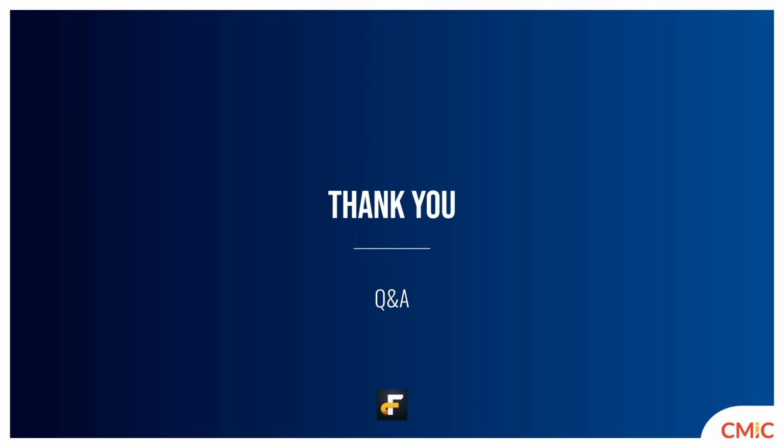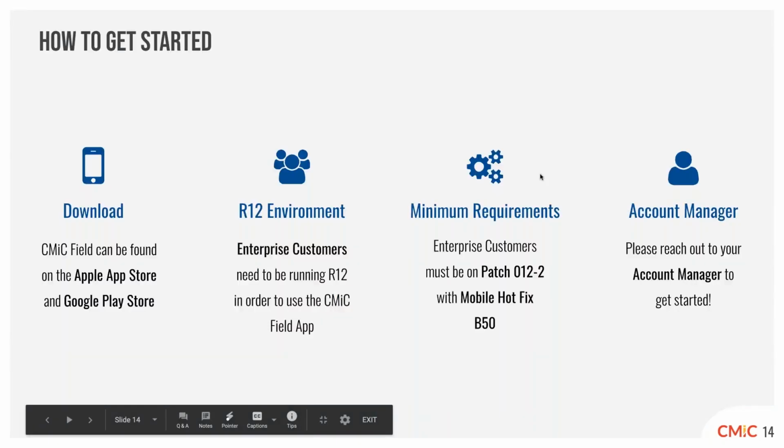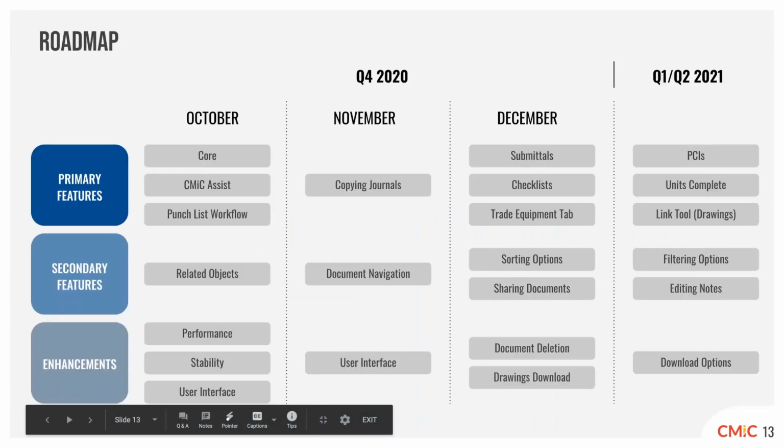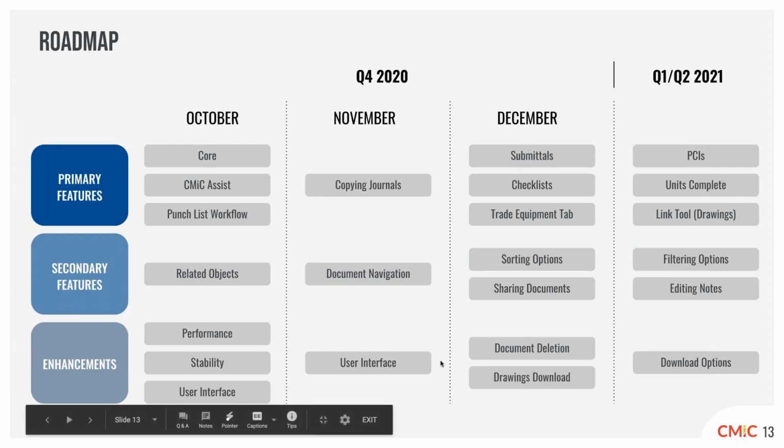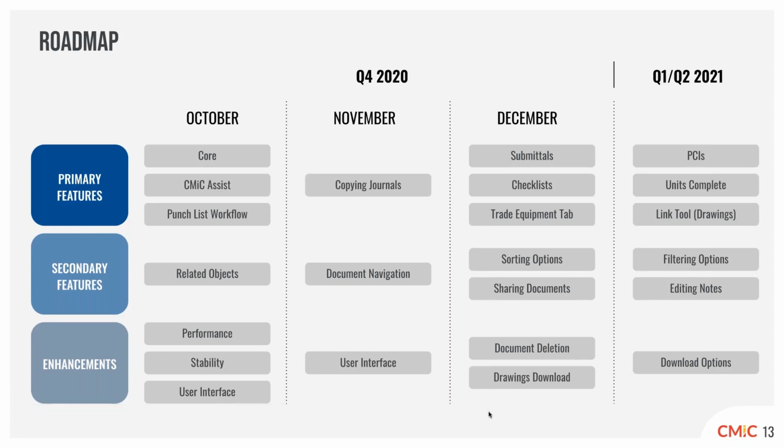If you want to go back to that slide, Ken, submittals, checklists, trade equipment tab for daily journals. Those are some of the really big primary features that will all be included in that update. So we're super excited about that. And I think it's going to hopefully be, no more excuses. Everyone's ready to go for the new app, and we hope to see a lot more people starting to use it.